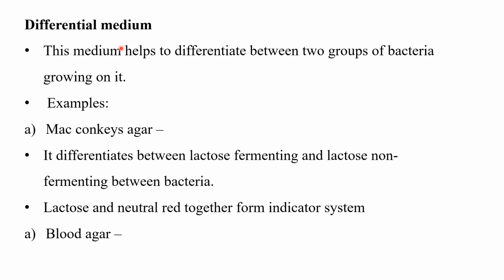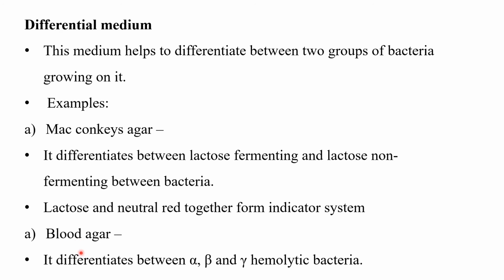Next type of the differential medium is the blood agar. So, blood agar can be used to differentiate between alpha, beta and gamma hemolytic bacteria.